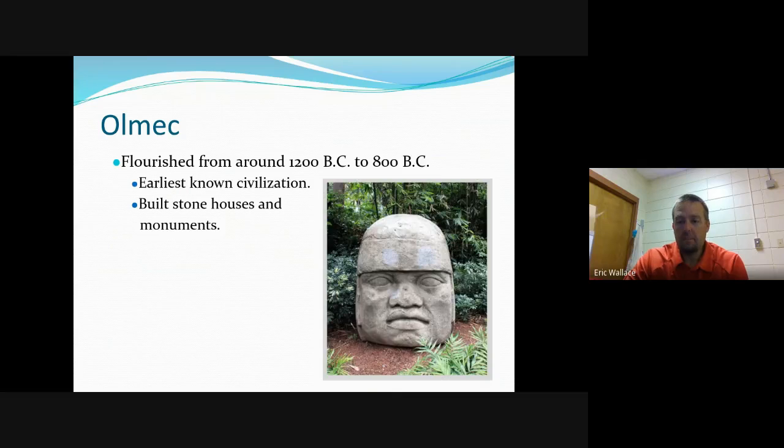I said they weighed thousands of pounds. The theory is they got logs and laid logs down and would roll these stone heads and just move the logs as they went along. And that's how they got those monuments to the different parts of their civilization.